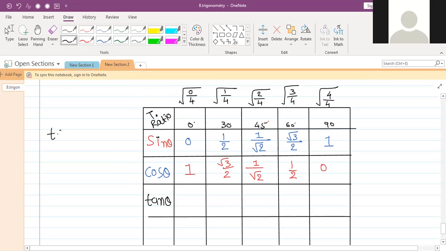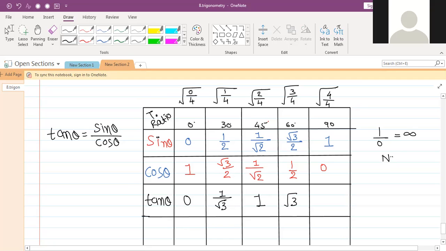Yes, now tan theta, we have the formula, that is sine theta upon cos theta. So we can use that formula here to find out the value of tan theta. How can we find the value of tan 0, that is sine 0 upon cos 0? So 0 upon 1, that is 0. Understand? Yes, sir. Similarly, 1 by 2 upon root 3 by 2. So the 2s cancel, that is 1 by root 3. Here both values are 1 upon root 2, 1 upon root 2, so that is 1. Here we get root 3, and here 1 upon 0, not defined. Yes, we can say infinity or we can say not defined. Okay, so here we write not defined.